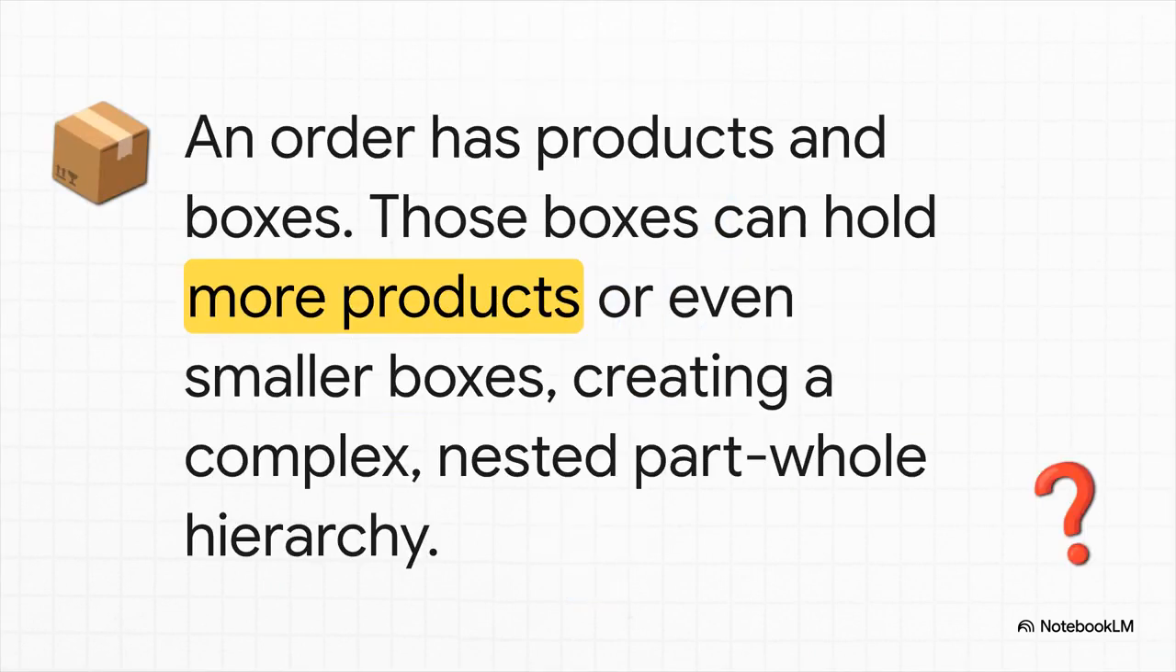What you end up with is this nested structure that programmers call a part-whole hierarchy. It looks a lot like an upside-down tree. Now, if you try to just write a simple loop to go through everything, it gets incredibly complicated really fast. You'd have to constantly be checking, am I looking at a product or is this a box? If it's a box, I need to look inside. It just becomes a total mess.